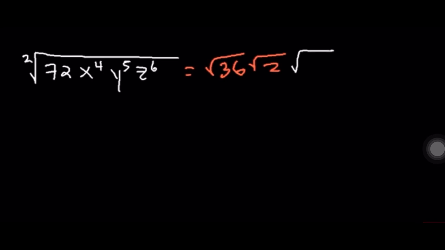So 2 goes into 4 evenly, so I'm just going to rewrite it as the square root of x to the 4th. For y to the 5th, it's an odd number, so I'm going to write it as y to the 4th times y to the 1st. It adds up to 5. And then z to the 6th, I'm going to leave it alone.